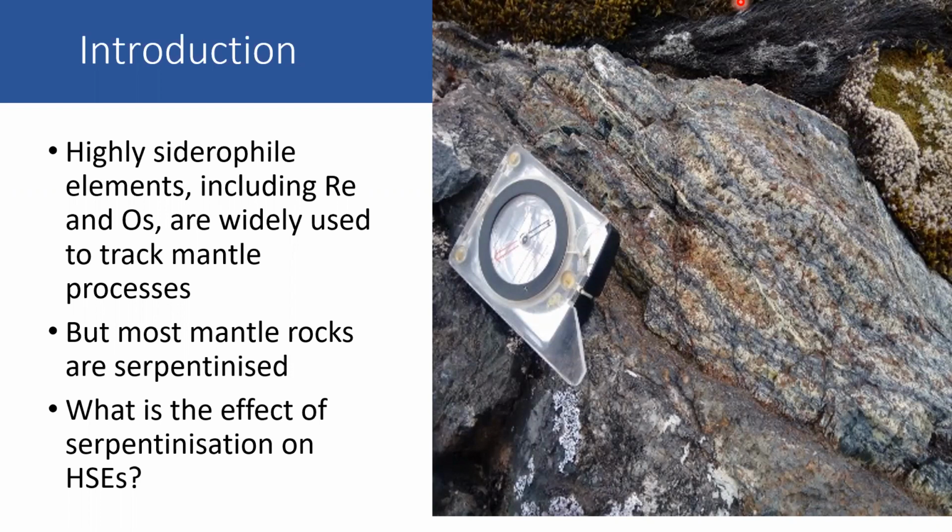But most of the mantle rocks that we see on the Earth's surface are serpentinized. So they've interacted with water. Serpentinization is interesting because the very early stages of serpentinization form some of the most reducing conditions that we see on Earth. And it's very reasonable to be curious, especially given experimental evidence, about whether these highly siderophile elements start to be mobilized, wherever we start to open the rhenium-osmium geochronometer system as we serpentinize rocks.